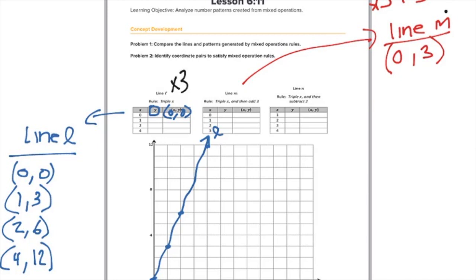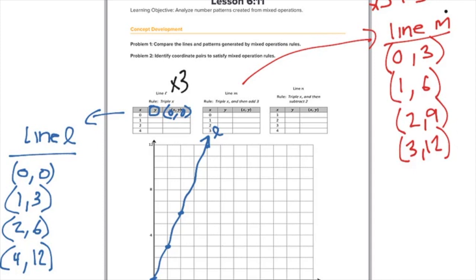Okay, now we're looking at 1. 1 is our X. It says triple X and then add 3. So 1 times 3 is 3. Then we add 3, we get 6. Go ahead, pause the video again, and finish writing out these last 2 coordinate points with that rule. Once you have those coordinate points written, you are going to, again, graph them in your coordinate plane. Go ahead and chart them.